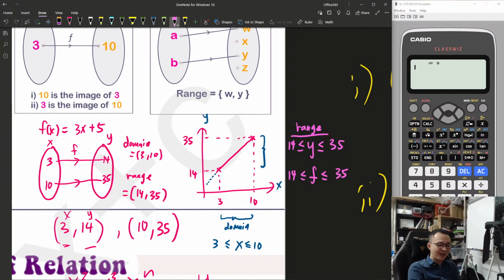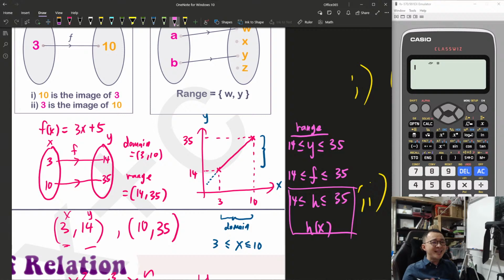If this is f(x), and let's say today this is g(x), then the letter I write in the middle will be g. If this is h(x), the letter in the middle of the range must be h. It's between 14 to 35 if the function is h(x). Okay, you get the idea, right? The middle letter will change depending on how they write the function, whether it is g(x), f(x), or h(x). But for domain, no matter what the pattern is, domain is always x. They always use x to represent the domain.